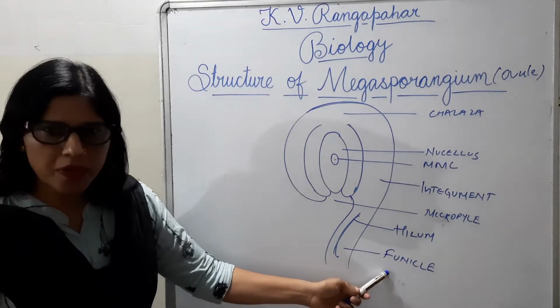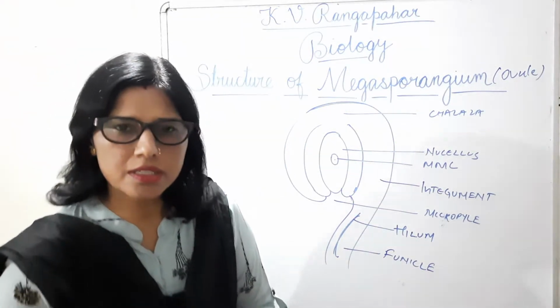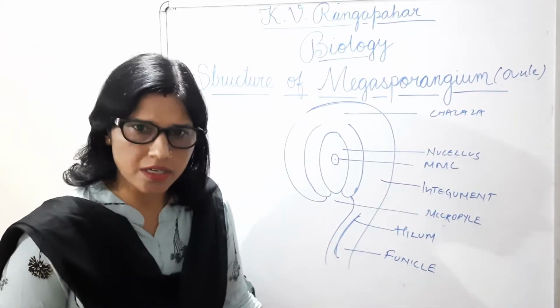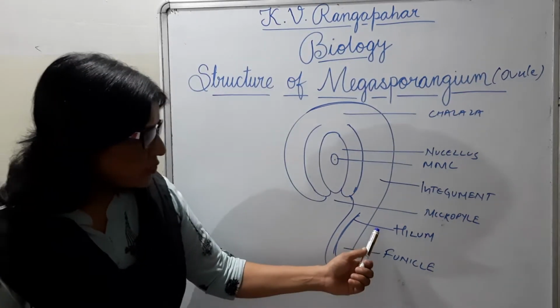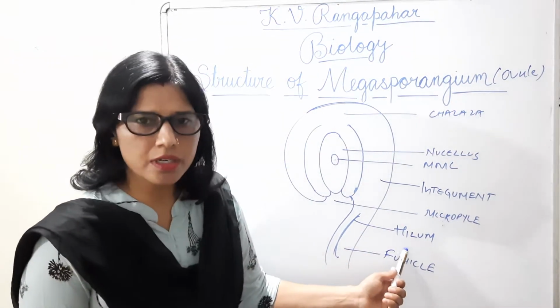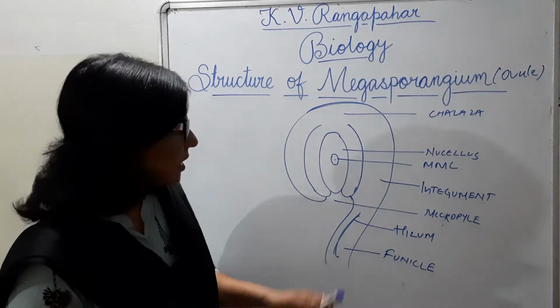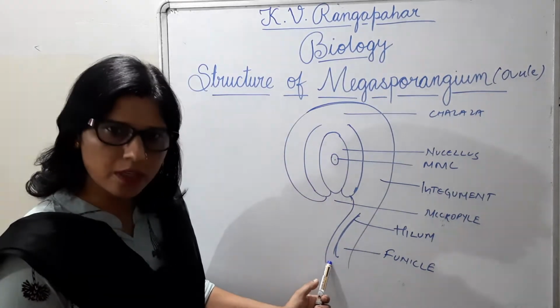We will begin with the part funicle. Funicle is a stalk-like structure which connects this ovule with the placenta. And along with this funicle, there is presence of a ridge-like structure called hilum. And this hilum connects this ovule with the funicle.